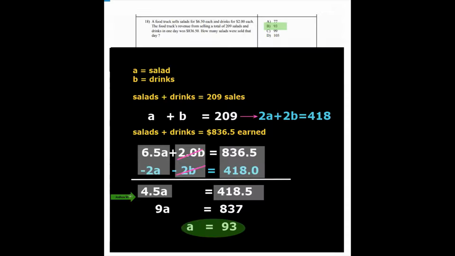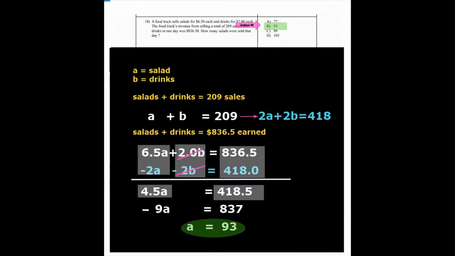To make the math easier, since there's 0.5, I doubled both sides. And you can write 9A equals 837. Then I know that 9 times 9 is 81, so 9 times 90 is 810, plus 27, 9 times 3 is 27. So then I get A is 93, and the correct answer is B.